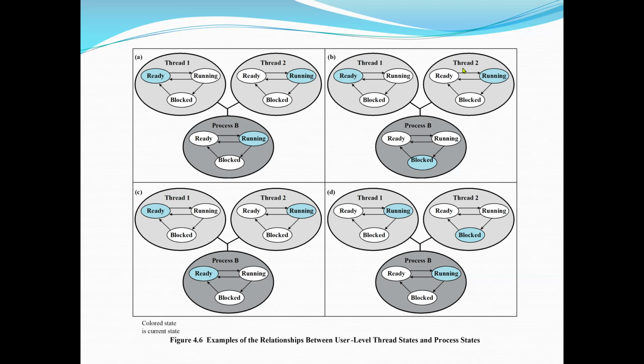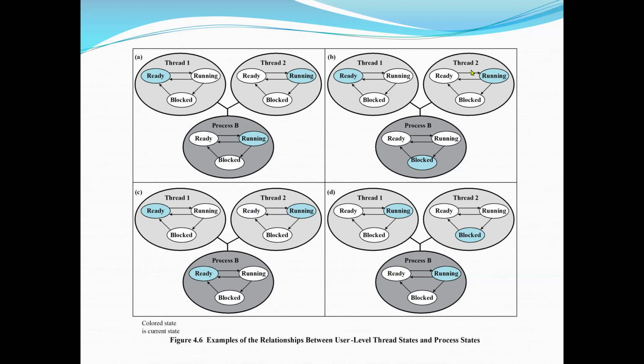So it is important to know that thread 2 is not actually running in the sense of being executed on the processor, but rather it is perceived as being in the running state by the threads library. The corresponding state diagram is shown here in B. We can see after some system call, process B was blocked, but thread 1 is still ready, and thread 2 is in the running state.